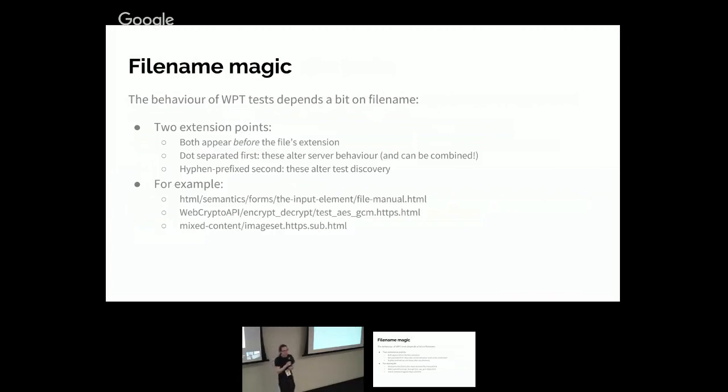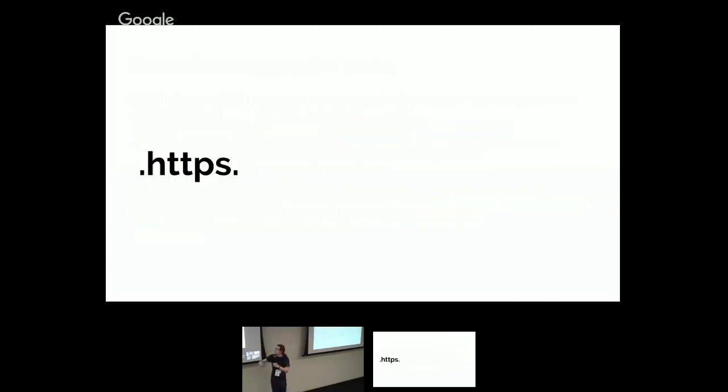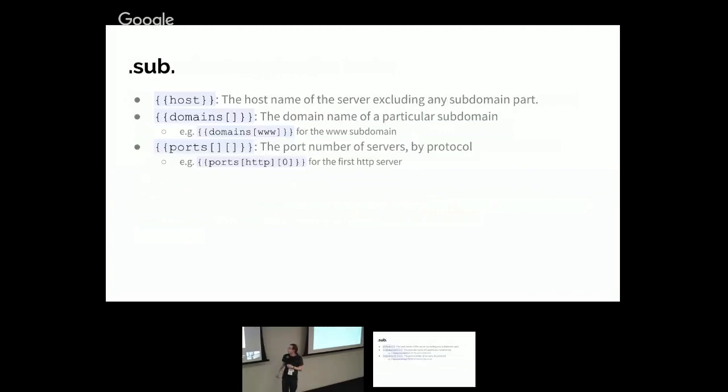Okay. So one thing to bear in mind around web platform tests is that file names do have some meaning. Not going to touch too much on this, but there's a few things that have hyphens in them, like hyphen manual to make it a manual test. And then there's a bunch of things where we have dot separated things before the extension. Most obviously is .https used to make tests run over HTTPS.